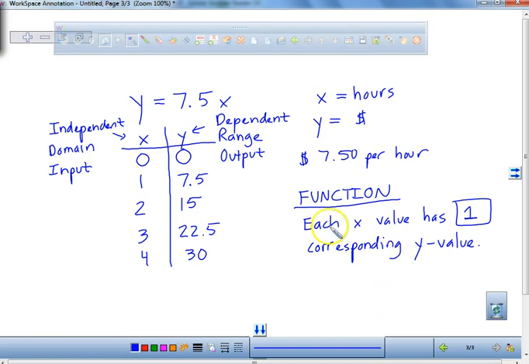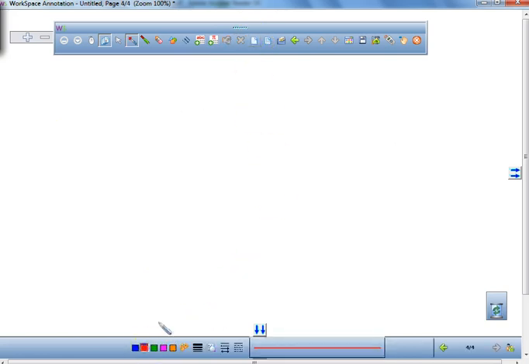Alright. So each x value, each input can only have how many outputs? 1. Each input has 1 output. If I plug something into this equation, I should only get 1 result, not 2 different results. Now, everybody, this is considered to be a function. Alright? Now, what's a relation?